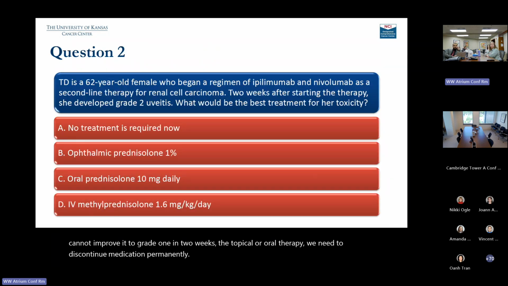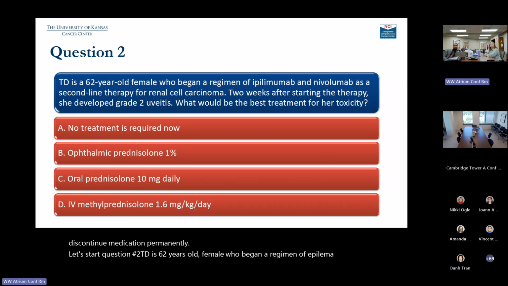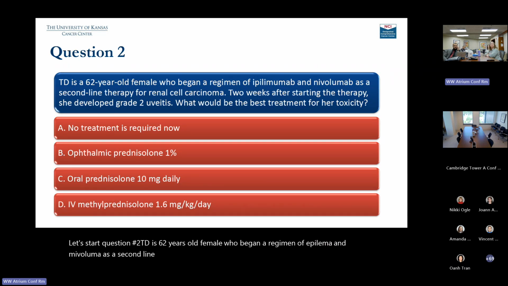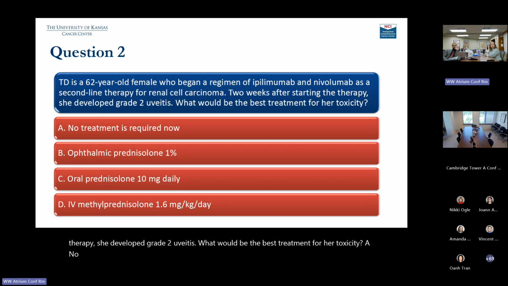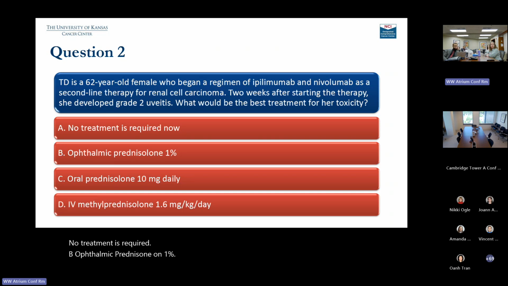Let's start question number 2. TD is a 62 years old female who began a regimen of ipilimumab and nivolumab as a second-line therapy for renal cell carcinoma. 2 weeks after starting the therapy, she developed grade 2 uveitis. What would be the best treatment for her toxicity? A, no treatment is required. B, ophthalmic prednisolone 1%. C, oral prednisolone 10 milligram daily. And D, IV methylprednisolone 1.6 milligram per kilogram per day.